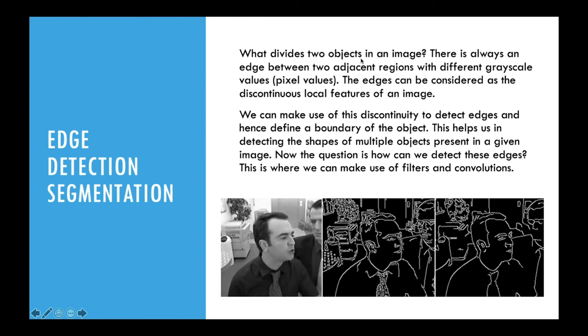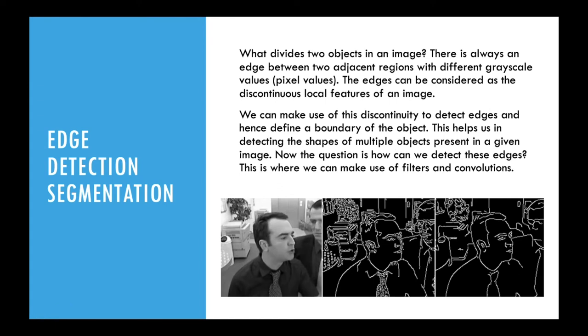What divides two objects in an image? There is always an edge between two adjacent regions with different grayscale values or pixel values. The edge can be considered as the discontinuous local features of an image. We can make use of this discontinuity to detect edges and hence define a boundary of the object. This helps us in detecting the shapes of multiple objects present in a given image. Now, the question is how can we detect these edges?